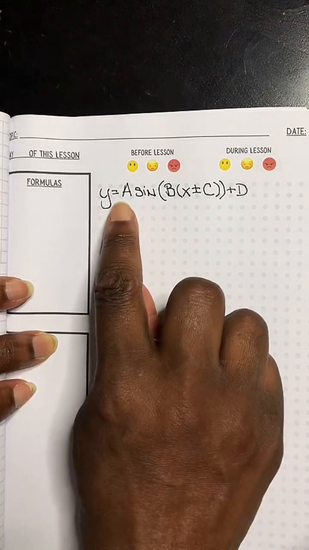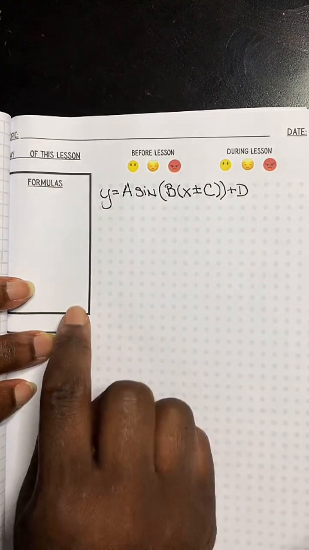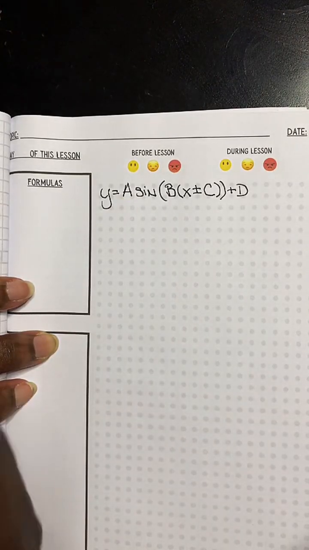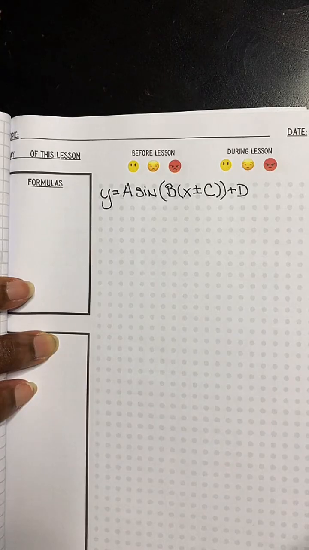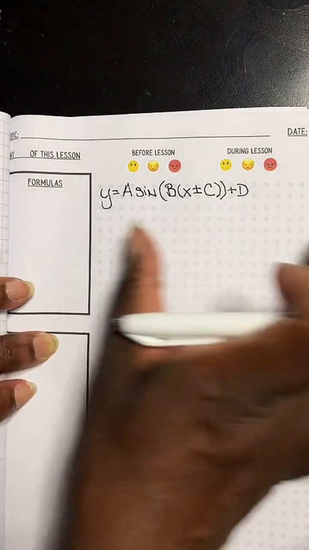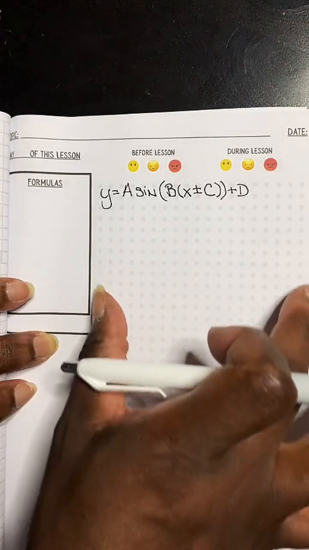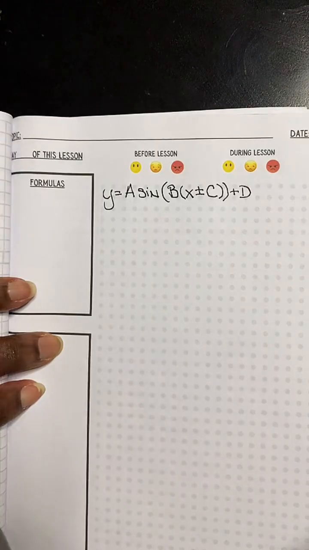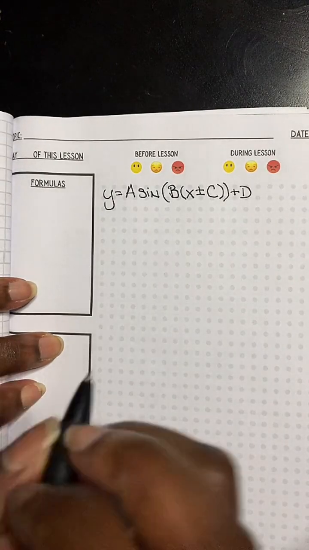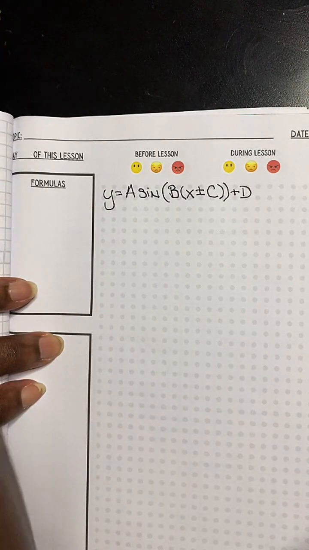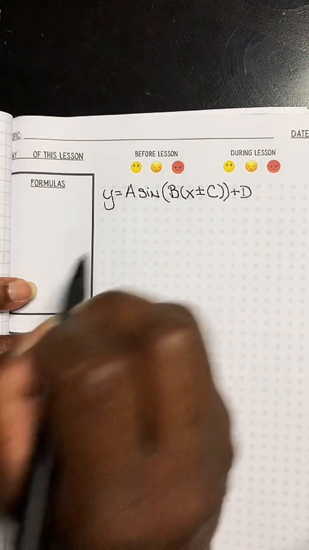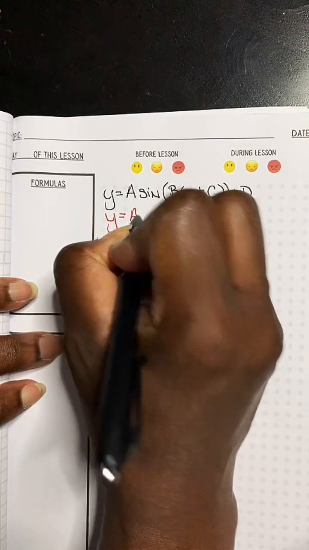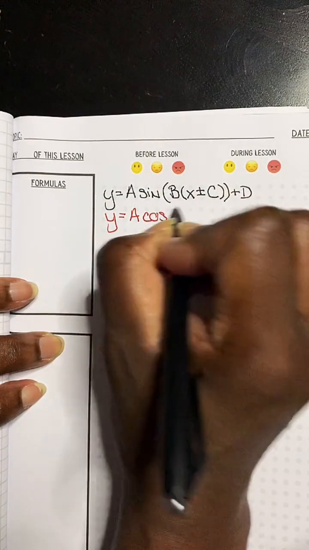So the areas that you're looking at are your A, your B, your C, and your D. Your A is telling you your amplitude. Your B is telling you your frequency. Your C is telling you your phase shift. And your D is telling you your vertical shift. I know, it makes it feel like I'm saying some other word, but I'm not. All right, so for the cosine, it's very much the same thing. The only thing that's different is you see cosine.